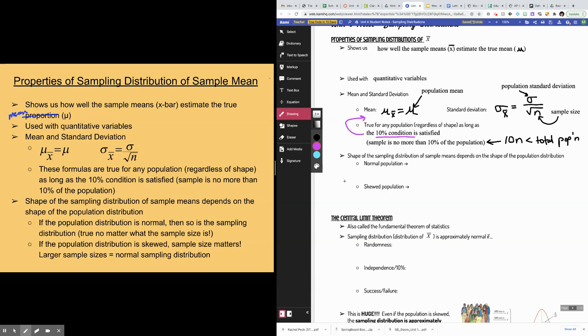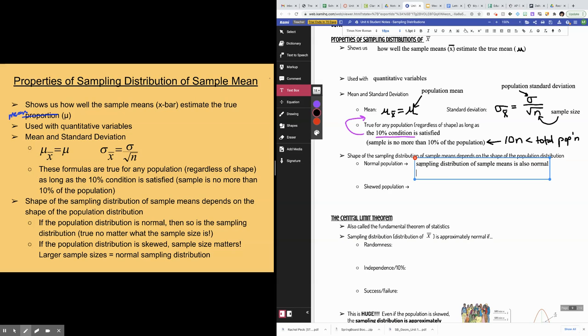Okay, another thing that's a little bit different from when we were dealing with proportions is what happens with the shape of the sampling distribution. The shape of the sampling distribution of sample means depends on the shape of the population. If the population is normal, then the sampling distribution of sample means is also normal. Very important, no matter what the sample size is.